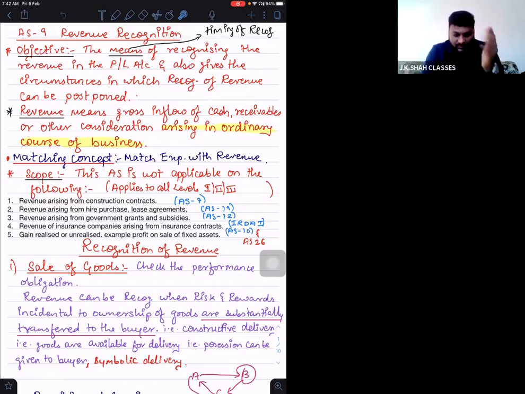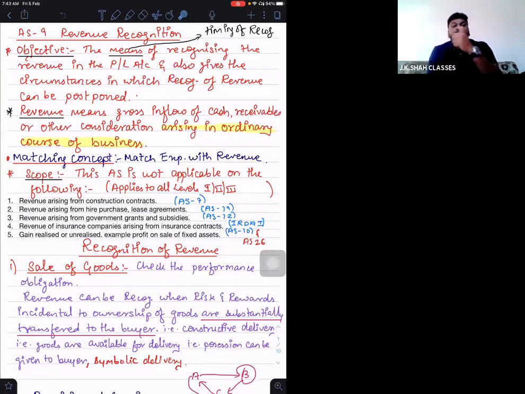Are you getting this? But in technicality, I would say it is our responsibility. Once it comes to our hand and then it is damaged, it is our responsibility. So technically what Amazon will say is, my performance obligation gets over when I have delivered the goods to my customer. So at that particular point of time, I can definitely record the revenue, right?